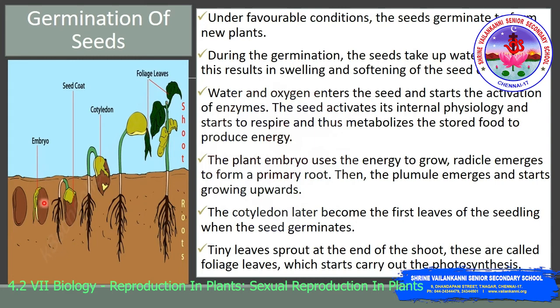The plant embryo uses the energy to grow, where the radicle emerges and grows downward to form the primary root, and then the plumule emerges and starts growing upward. Later, the cotyledons become the first leaf of the seedlings when the seeds germinate, and tiny leaves sprout at the end of the shoot, and these are called foliage leaves, which start to carry out the process of photosynthesis, and thus the plantlets become independent and grow.